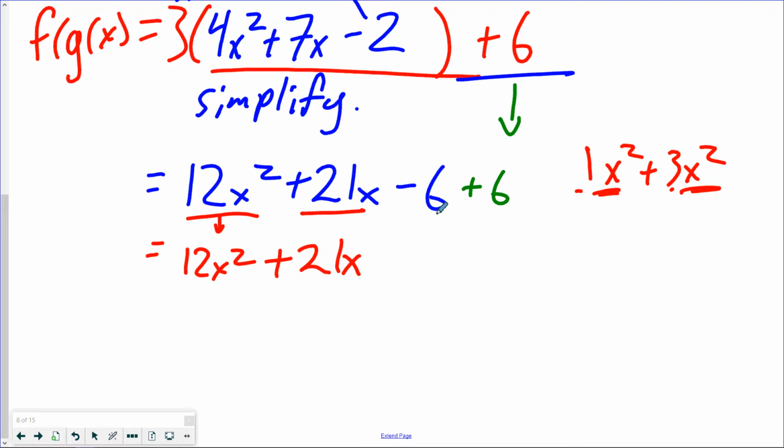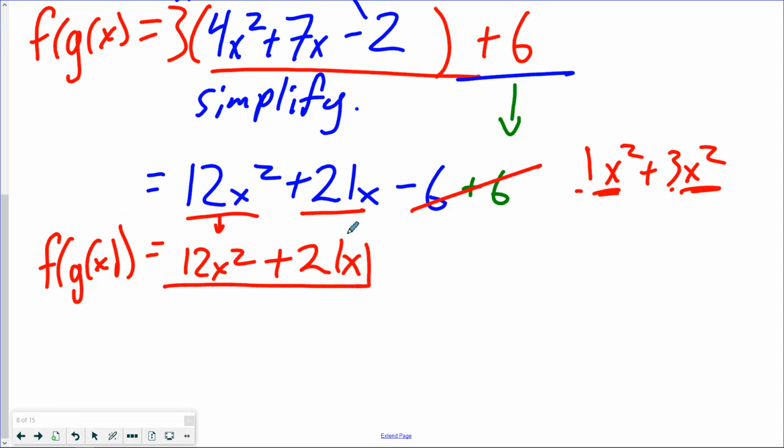And then negative 6 plus 6 is 0, so these cancel each other out. You could put plus 0 there, but it looks sloppy. I wouldn't. We're trying to simplify and make it nice. So we'll just go ahead and take those off. So this is your f of g of x function. This is your composite function right there.